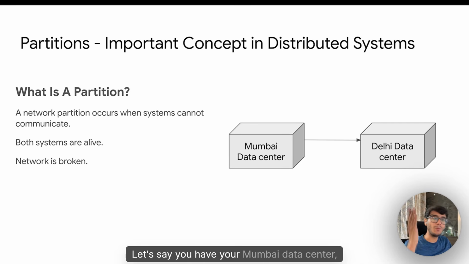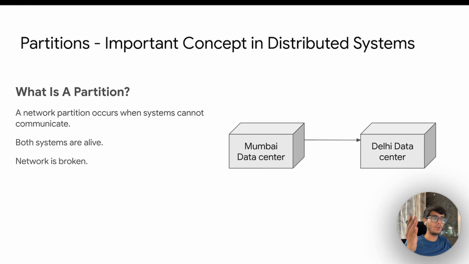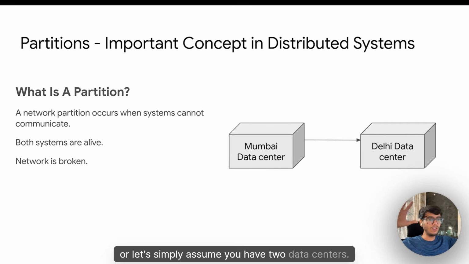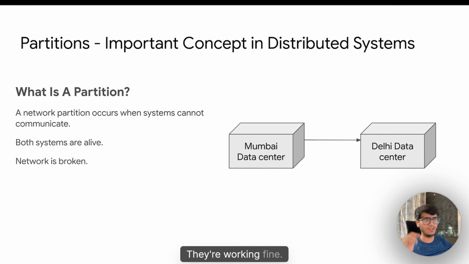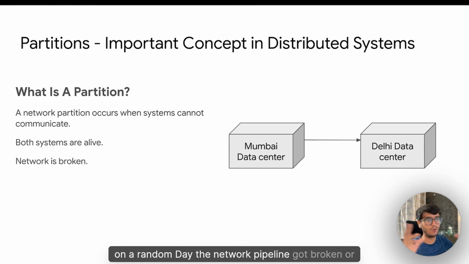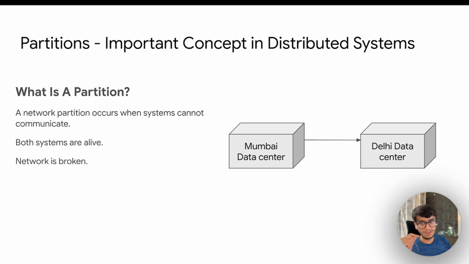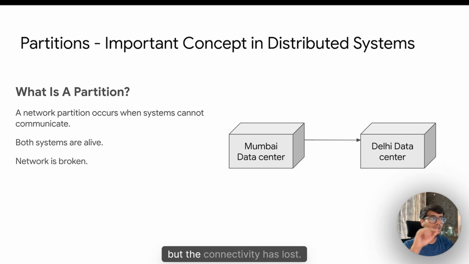Let's simply assume you have two data centers, one in Mumbai and one in Delhi. They usually communicate with each other and are working fine, but on a random day the network pipeline got broken, or the cables were cut. Now both systems are alive. There's no problem in the data centers, but the connectivity is lost.